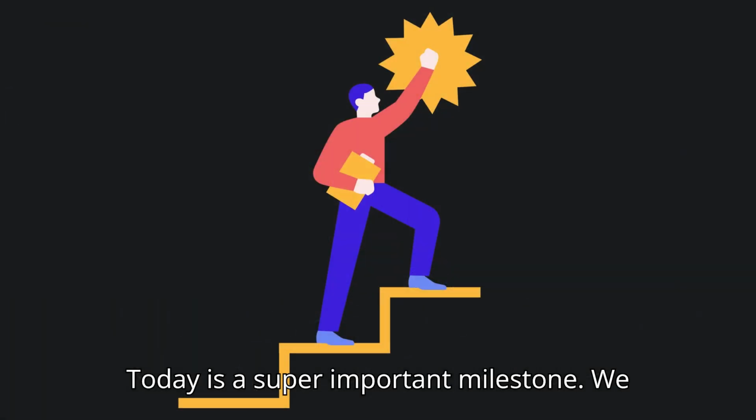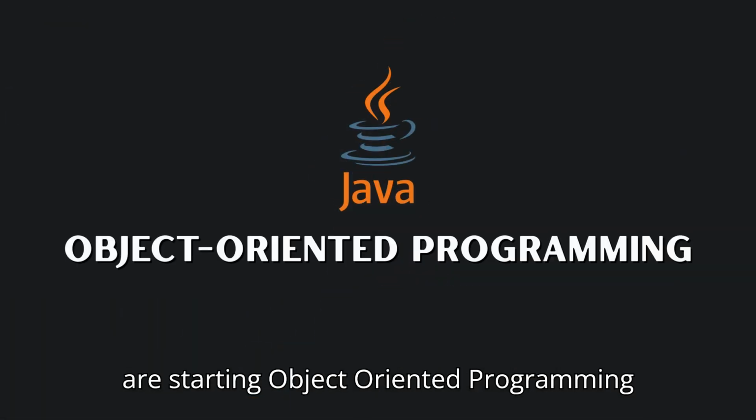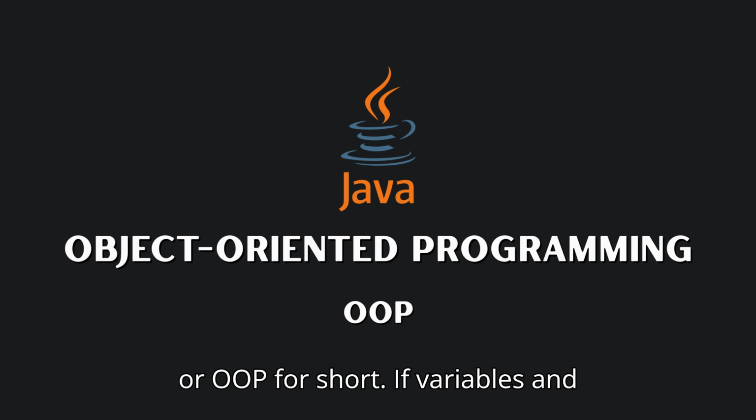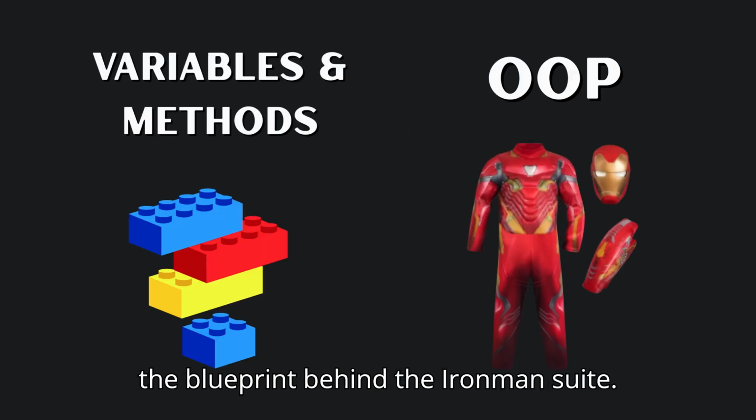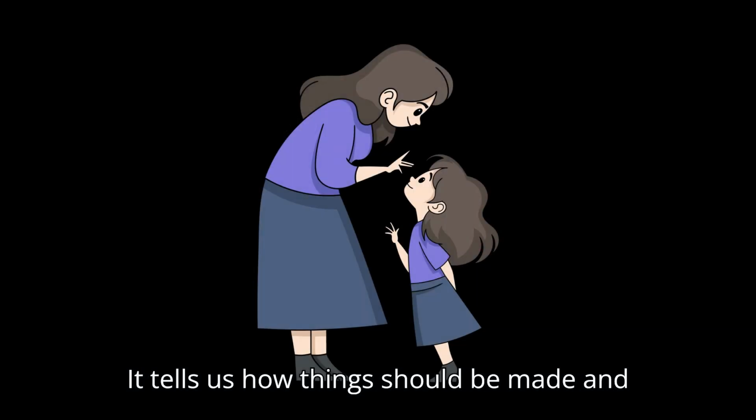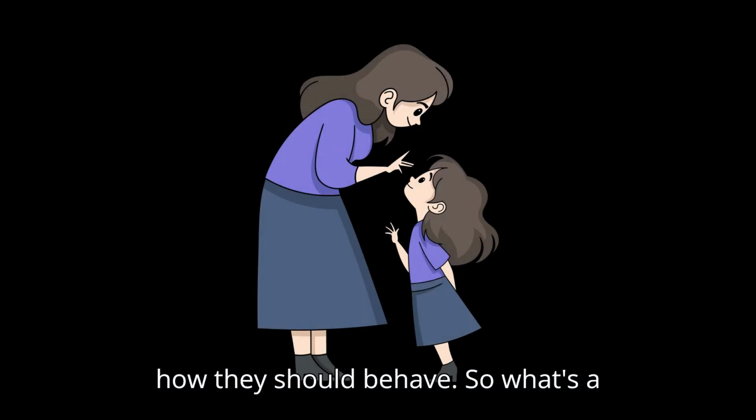Today is a super important milestone. We are starting object-oriented programming, or OOP for short. If variables and methods are like building blocks, OOP is the blueprint behind the Ant-Man suit. It tells us how things should be made and how they should behave.